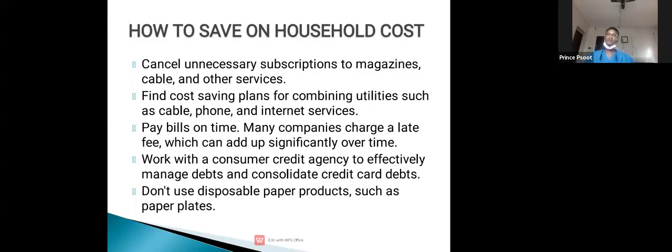Now, how to save on household costs. We've been able to ascertain how to save on groceries. So these are the few steps we follow when we are trying to save on groceries. We've said a lot of things. Just to briefly recap, we don't buy things that will spoil soon, and we consume things that will spoil soon first.